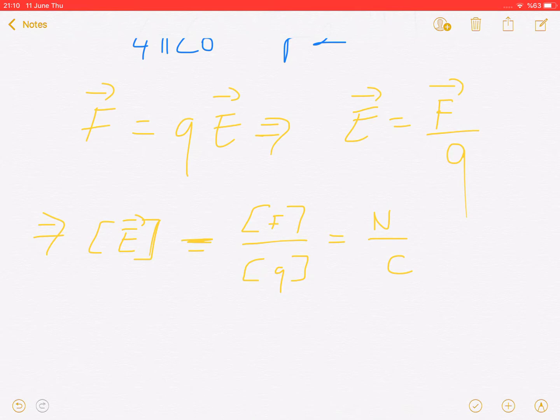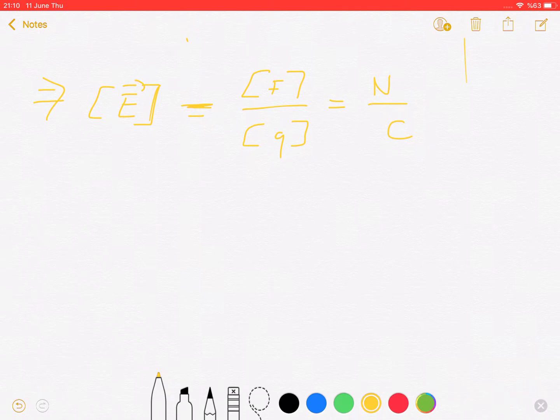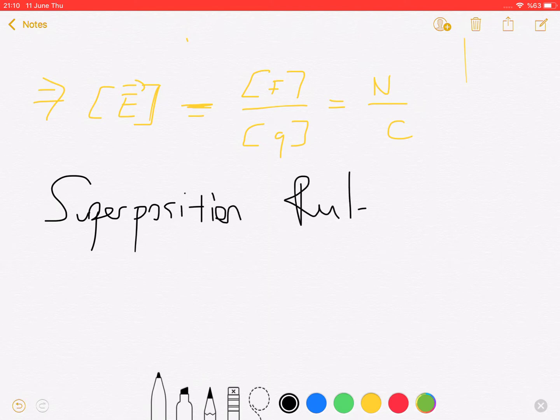But I didn't refer to this new thing. There's a superposition rule. What does that mean? Superposition rule is a simple thing, really simple. Superposition rule means that if there's a vectorial quantity, like force, like electric field, and we have more than just one.